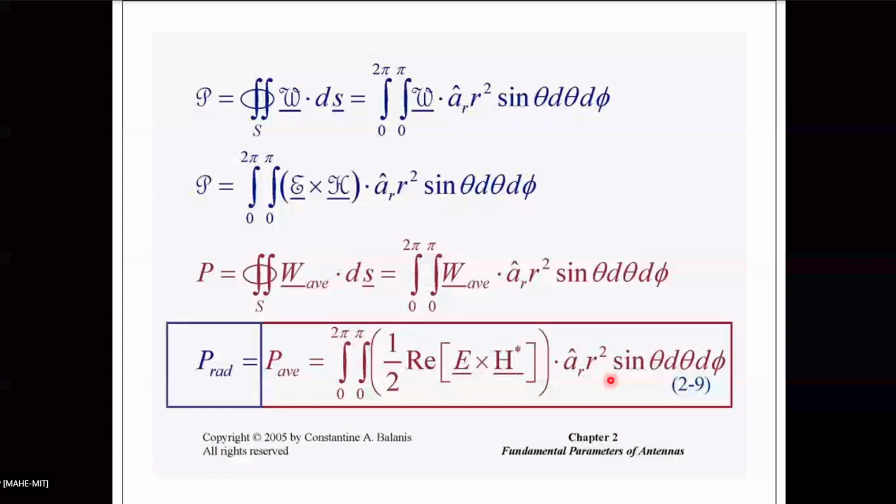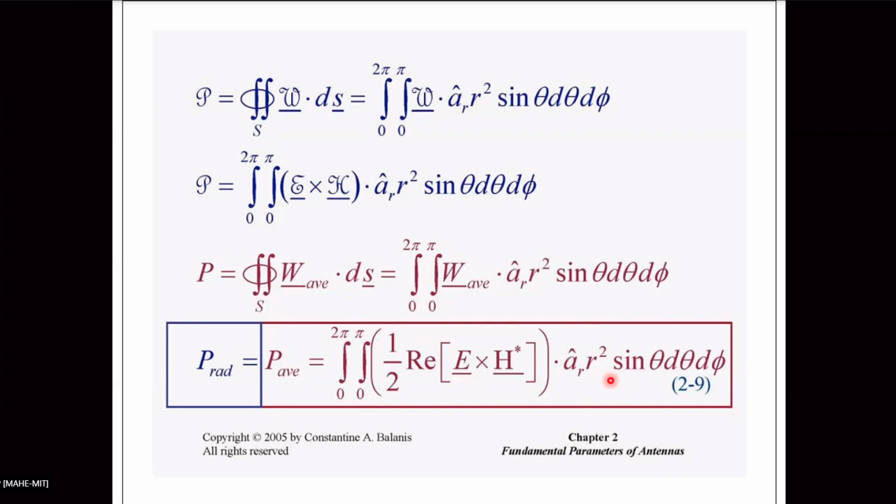So how do you get power? Power is W dot ds. That's what is given here. The direction of the area ds is a R cap, R square. The direction of W is also in the R direction. E cross H is in the R direction, why? Because E and H are transverse in the far field, and the direction of E cross H is normal to E and H.